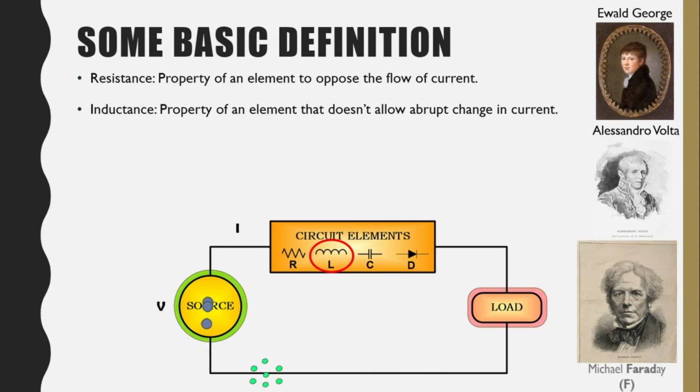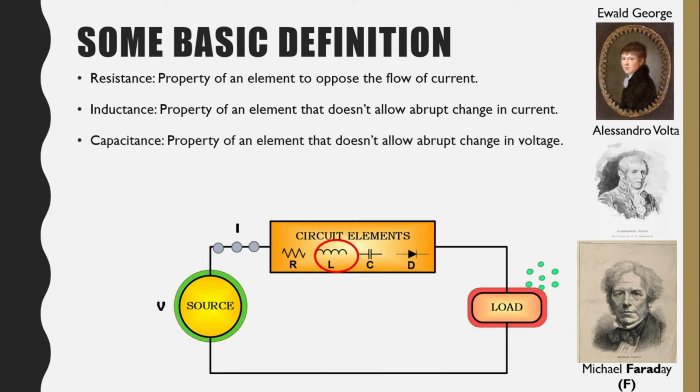So at this time the name of capacitance was known as condenser. It was later in 1830 when Michael Faraday and his experiments of specific inductive capacity coined the term capacitance, and the unit was named after him as Farad. Now, capacitance is nothing but the property of an element that doesn't allow abrupt change in voltage.